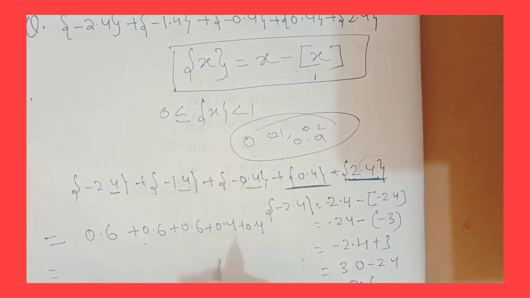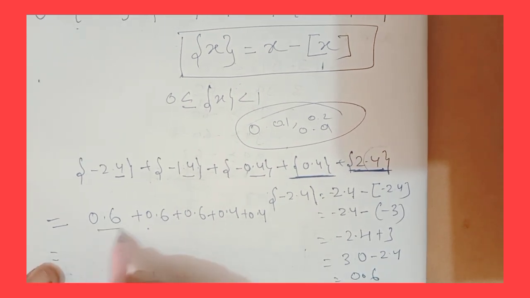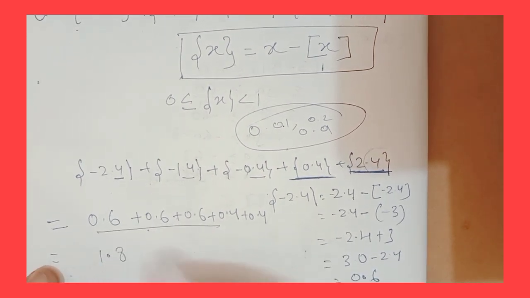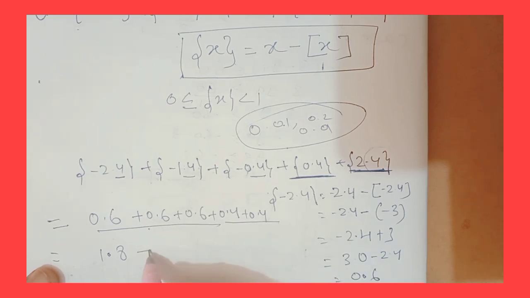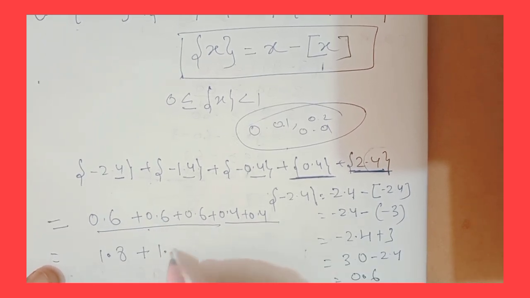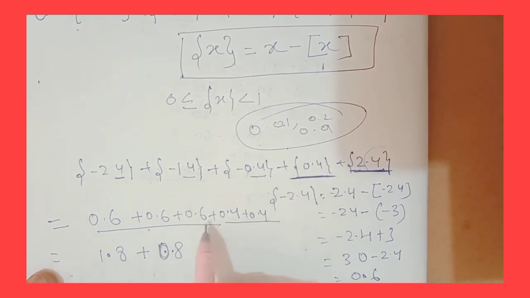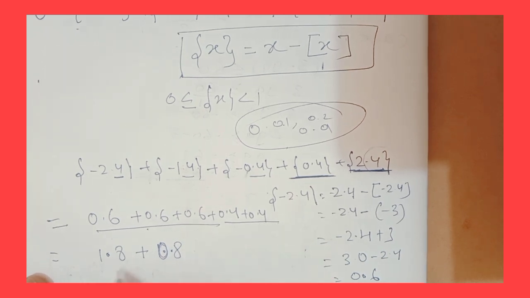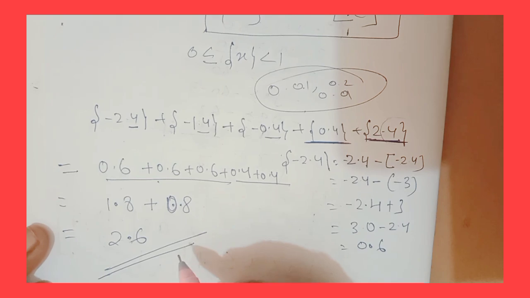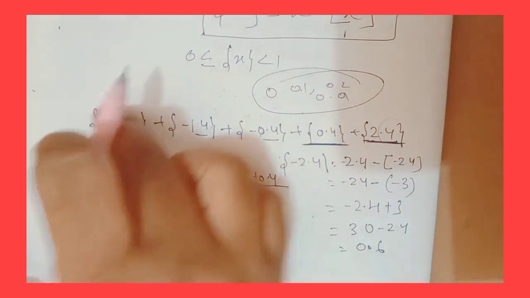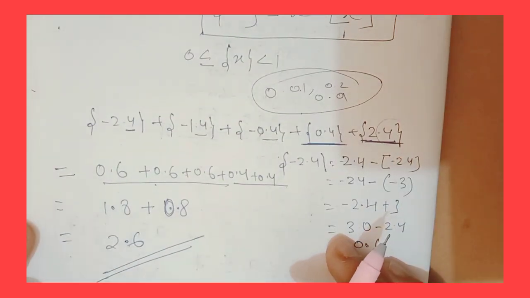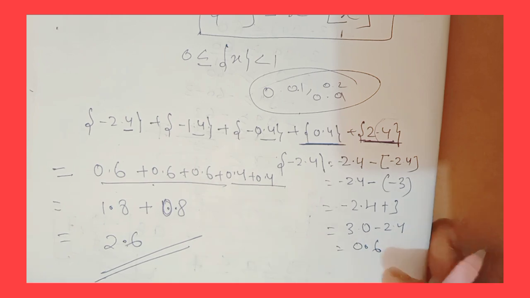After that, do the calculation and add them. Up to here it is 1.8, 6 plus 6 is 12, plus 4 plus 4 after adding is 8, 0.8 it is. 8 plus 8 is 16, carry 1, so 2.6 is the value of this fractional part sum. So be ready for such types of questions.